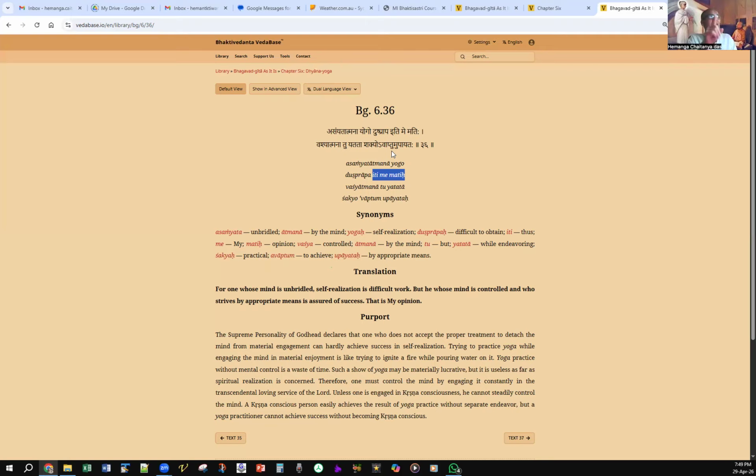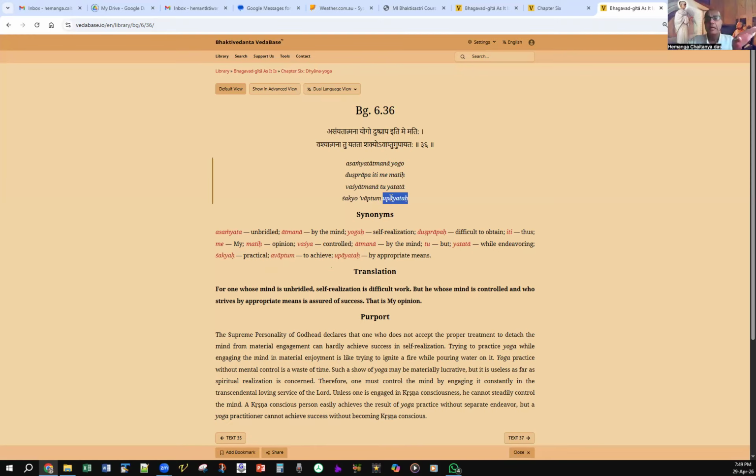So dushprapa iti me mati. So unbridled mind, uncontrolled mind. If you approach Krishna consciousness, connection with Krishna, with an unbridled mind, yoga will not happen. Yoga is very, very difficult. But in the second line, Krishna said, vashyatmana. Atmana again refers to mind. Vashya means to control. But if you have control, yatata, if you endeavor with the controlled mind, shakyo vaptum upayata.